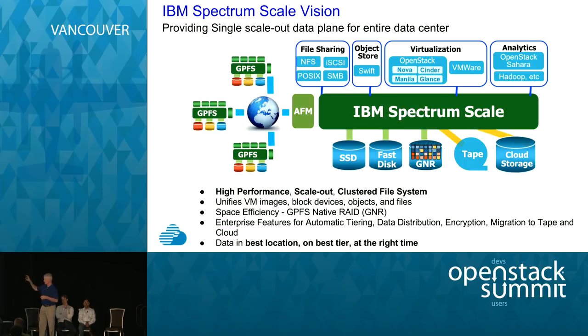So those are a couple of the key features that we really like in GPFS and are trying to leverage in the OpenStack environment. The key is we're trying to provide data in the best location, on the best tier, at the right time, and make that data available across the data plane.